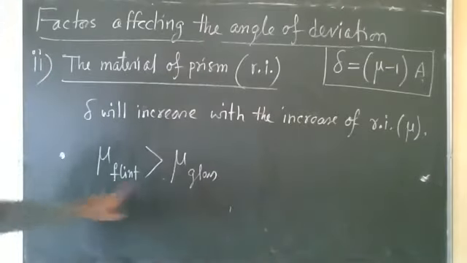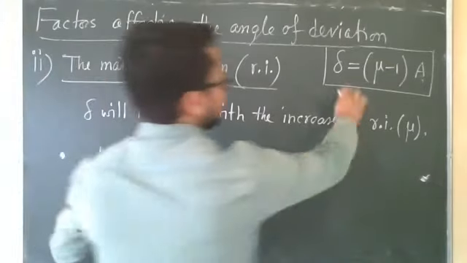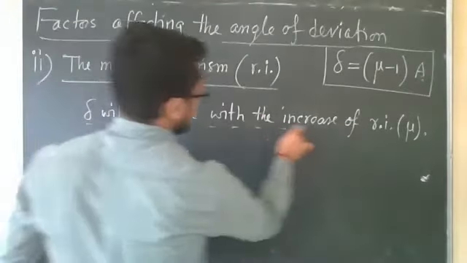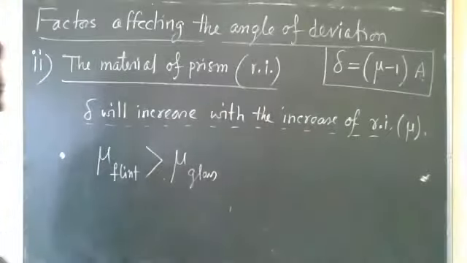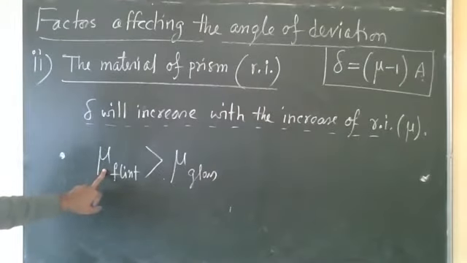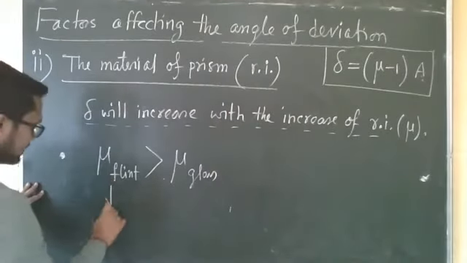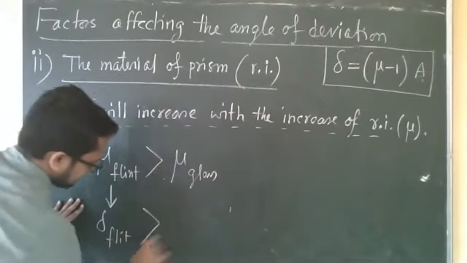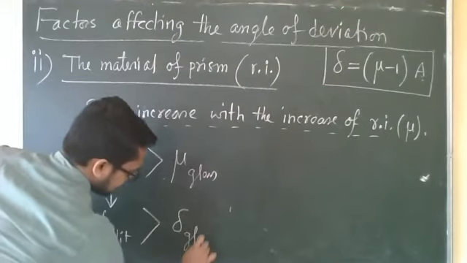Mu flint is greater than mu glass, so delta depends on it. We just wrote that delta will increase with the increase of refractive index. So for flint the refractive index is more, so for flint delta will also be more. Delta for flint is greater than delta for glass.